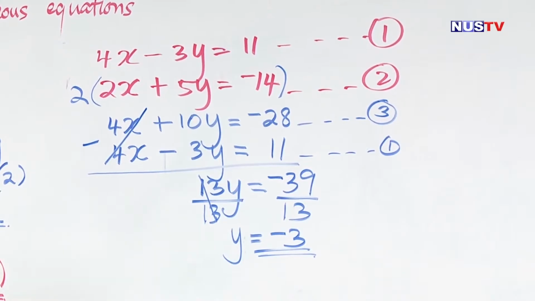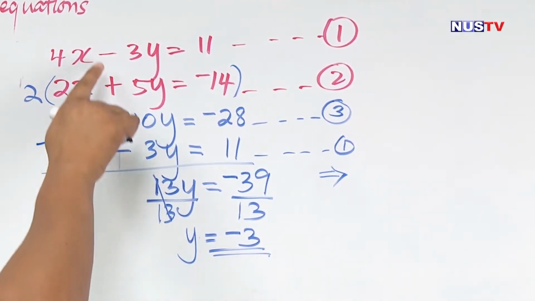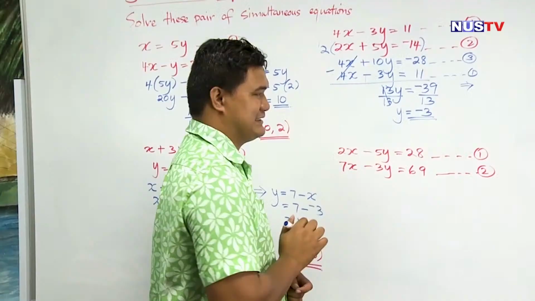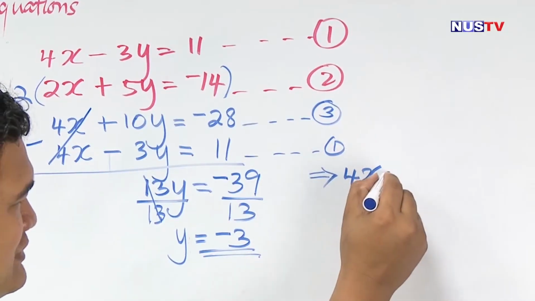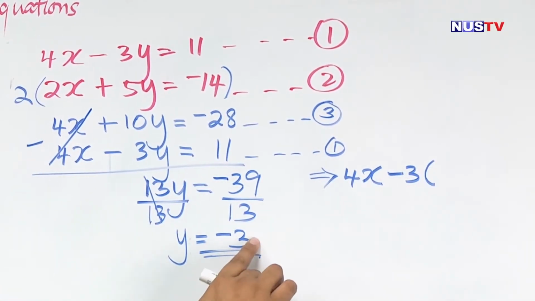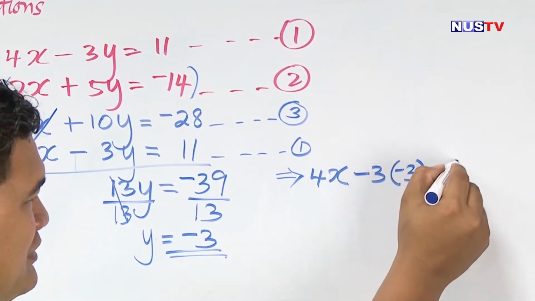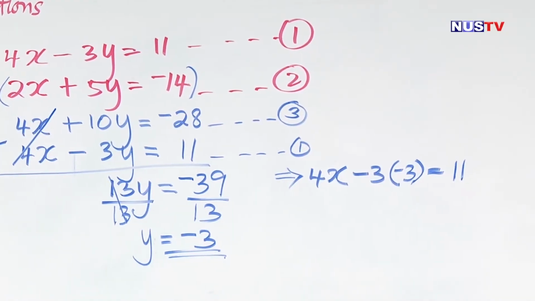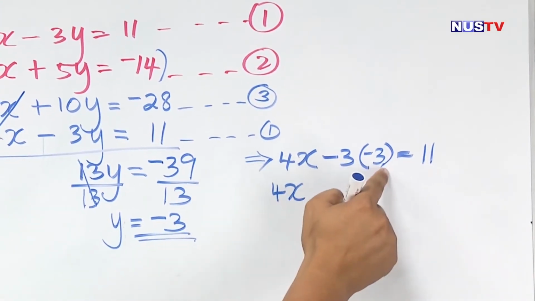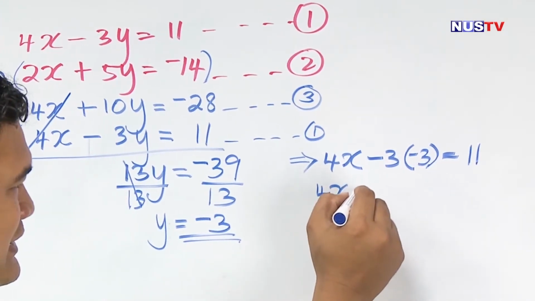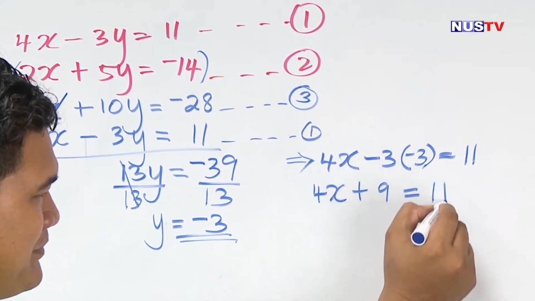Now, let's sub this value of y in our equation 1 to obtain our value of x. So we have 4x minus 3y, so minus 3 multiplied by the value of y, which is negative 3, and that is equal to 11. So we have 4x, negative 3 times negative 3, the answer will be positive 9. And that is equal to 11 there.